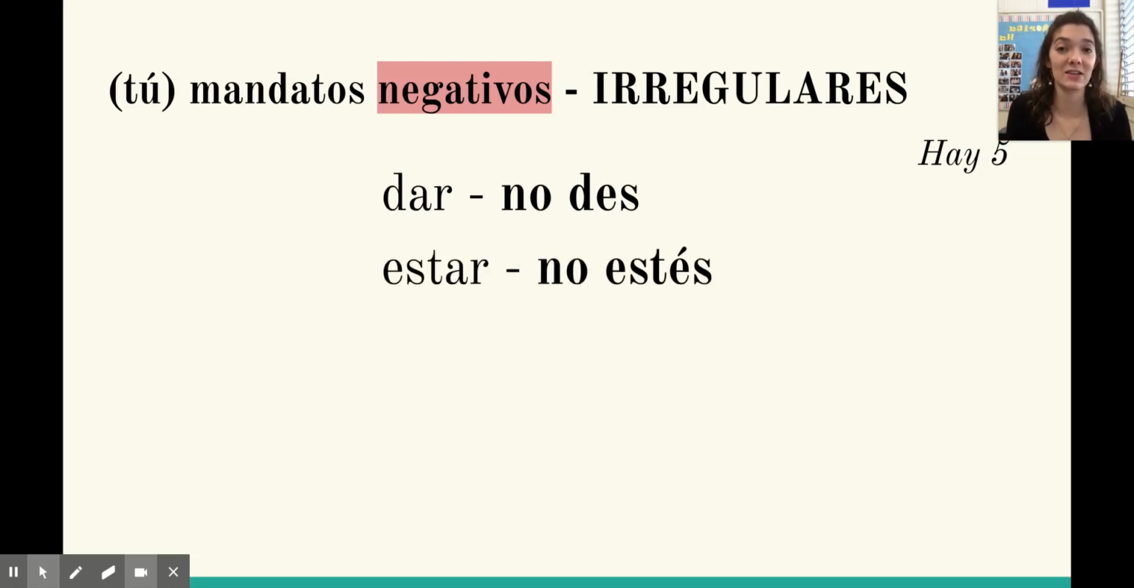Estar. Again, estar in the yo form is estoy. It has a Y. Therefore, I can't do the drop the O, take the O, drop the O, opposite vowel, add an S. I have to use estés. No estés. There's an accent on this E. Please be very careful because there's also another word for estes, but estés with an accent on the E, don't be.